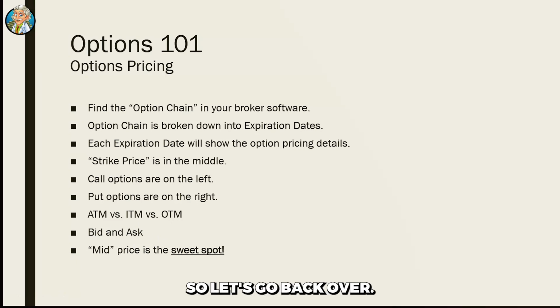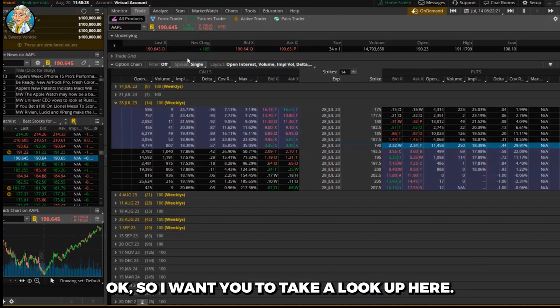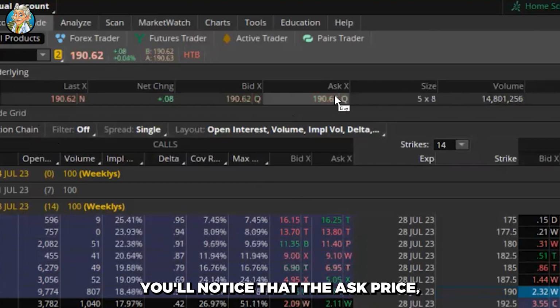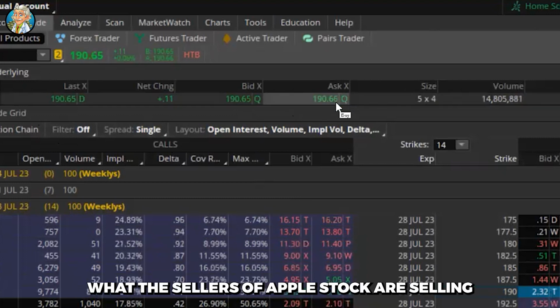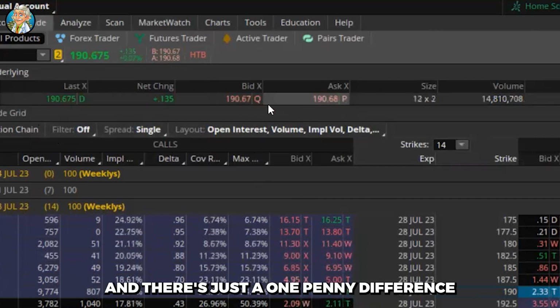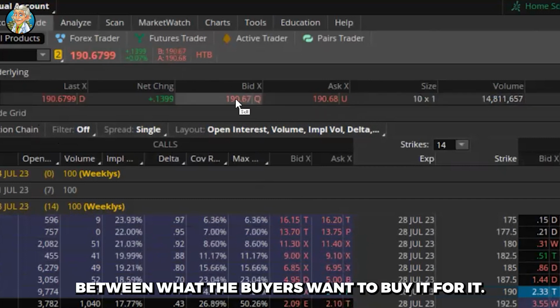So let's go back over. Here we go. Okay, so I want you to take a look up here. If you look at the actual price of Apple, you'll notice that the ask price, what the sellers of Apple stock are selling Apple for, is always really close to what it's trading for. And there's just a 1 penny difference between what the buyers want to buy it for.